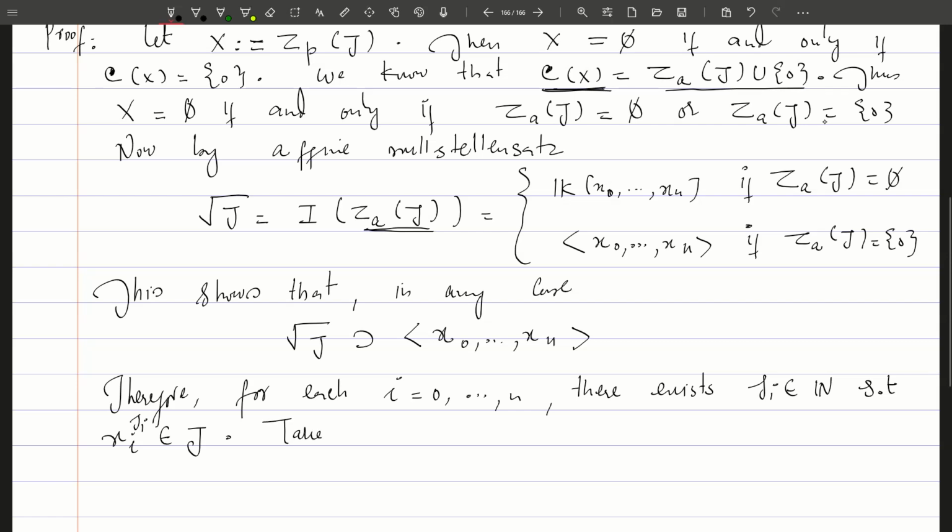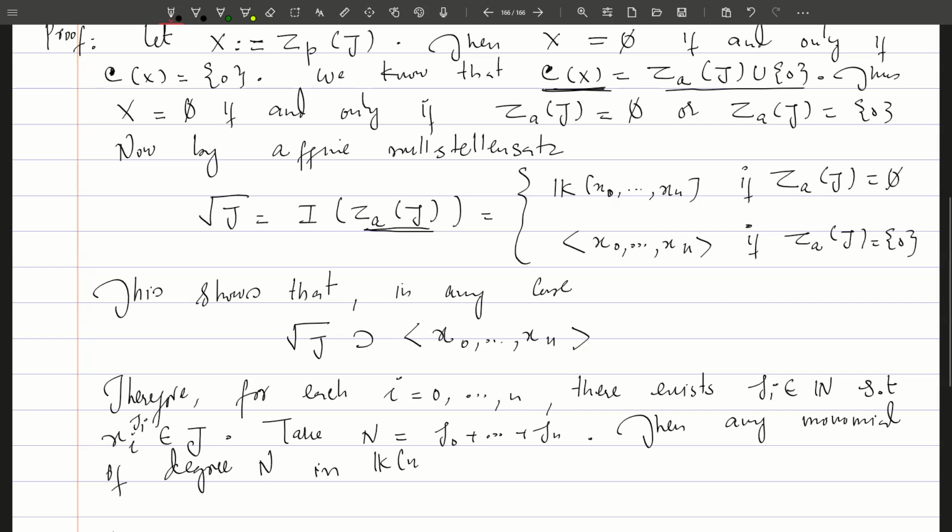Now let us take n to be equal to j0 plus up to jn. If n is this number, then any monomial of degree n in the polynomial ring k[x0, up to xn] lies in J.